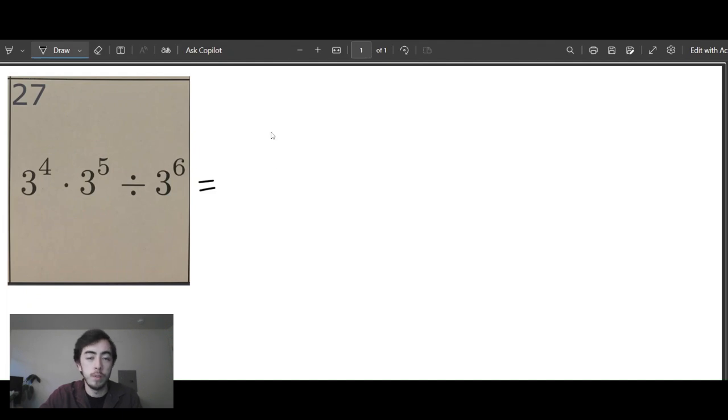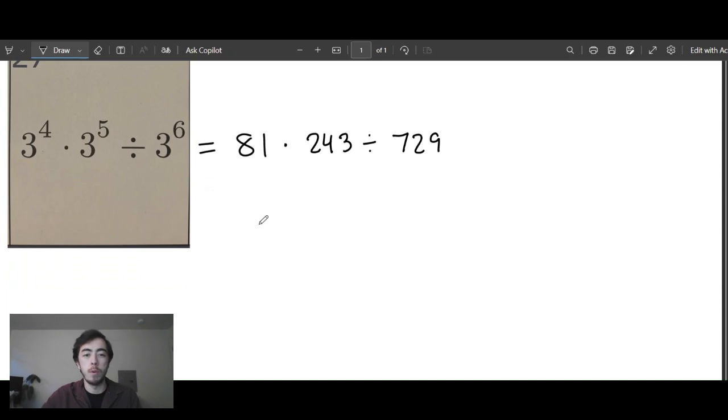So 3 to the power of 4 just means 3 times 3 times 3 times 3, which turns out to be 81. 3 to the power of 5 is another 3 multiplied to that list, and so that turns out to be 243. And then 3 to the power of 6 is yet another times 3, and that totals to 729.